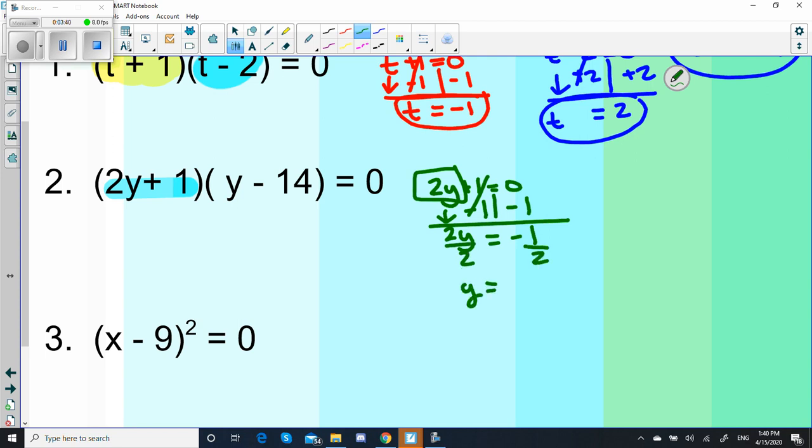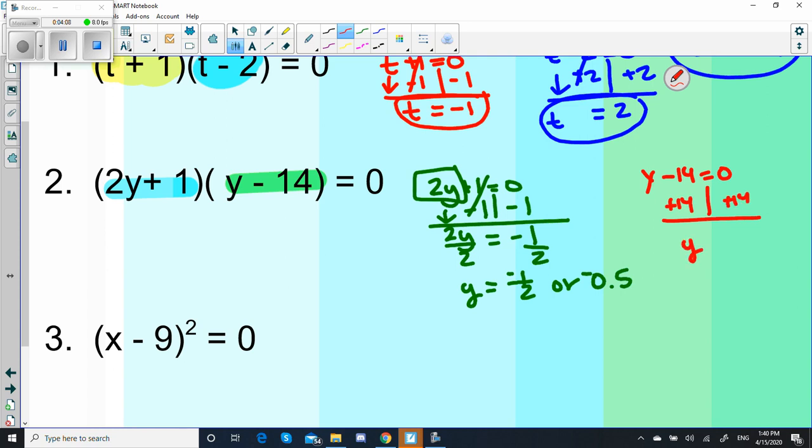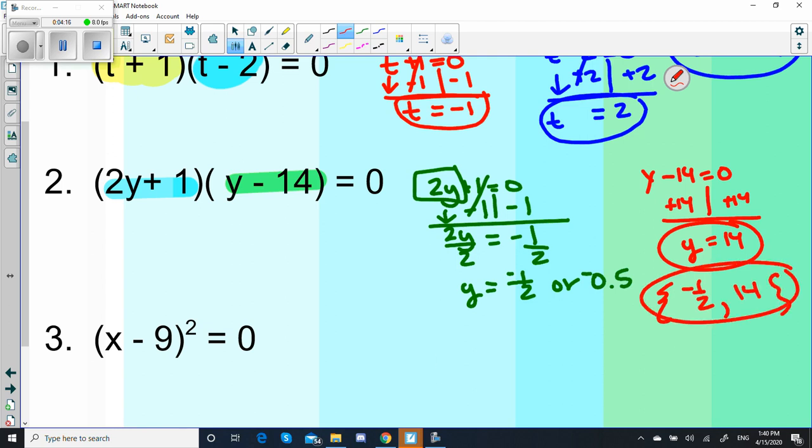So my answer here is either negative 1/2, or if you want to put it in as a fraction, you would type in negative 1 divided by 2. That would be negative 0.5. So both of those are correct in the answer to this first parenthesis. And if we do the second parenthesis, the second one's just a little bit easier. Y minus 14. So this is just a one step. So I'm going to add 14 to both sides. And that one is 14. So my solution set would be negative 1/2 and 14 for my two answers.